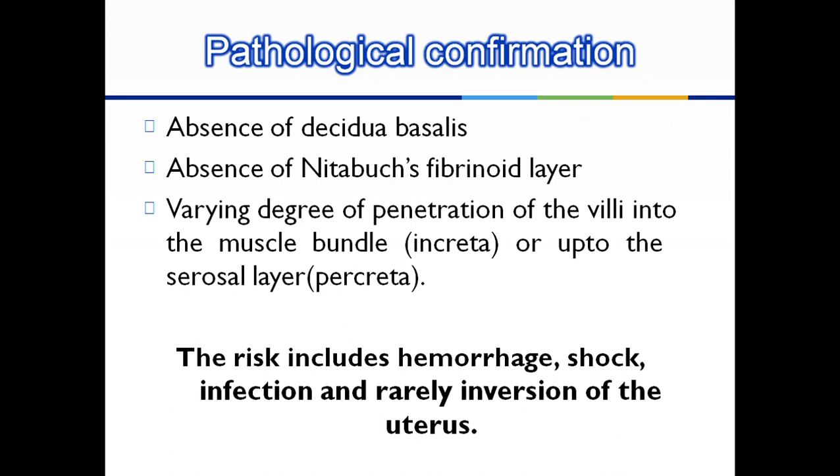Pathological confirmation: absence of decidua basalis, absence of Nitabuch's fibrinoid layer, varying degree of penetration of villi into the muscle bundle or up to the serosal layer. The risks include hemorrhage, shock, infection, and rarely inversion of the uterus.